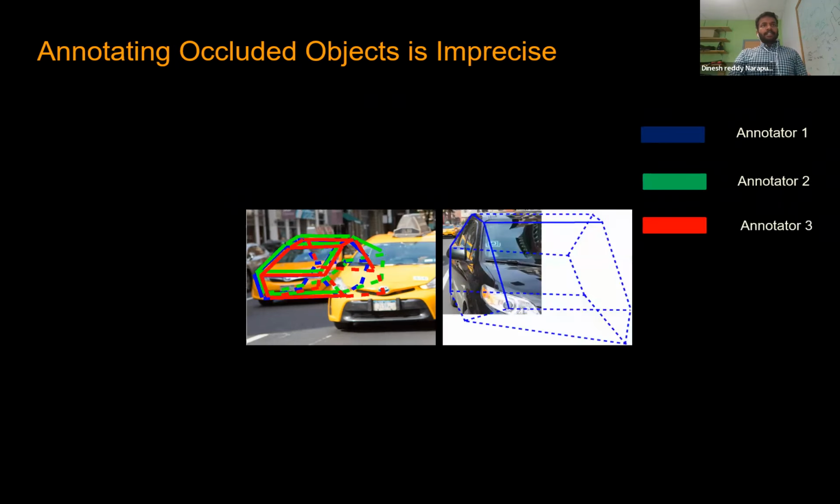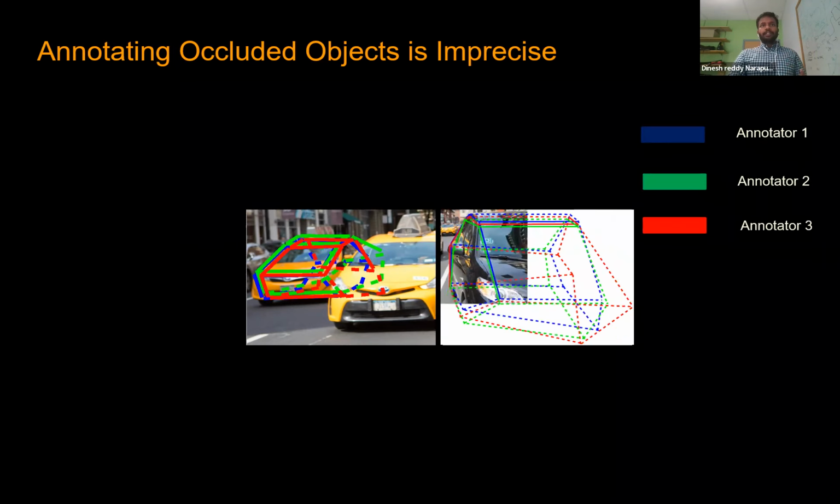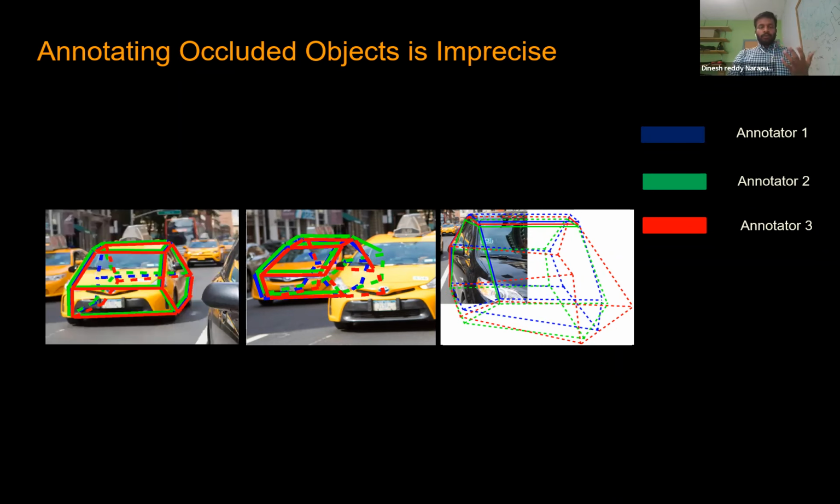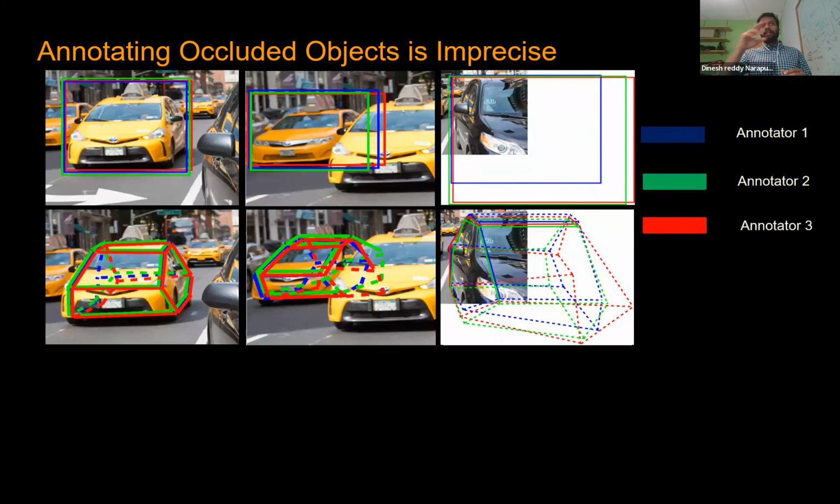Increasing the occlusion percentage increases the amount of disagreement across annotators. So as you can see, as we increase occlusions, it's very hard to annotate the occluded parts. So using supervised methods is not a very good way to solve this problem. And this is not only with pose estimation. If you do even bounding boxes, you can see the disagreement among annotators at different occlusion levels.